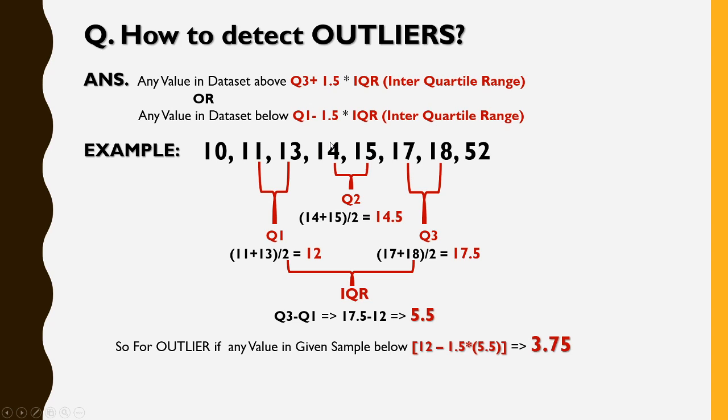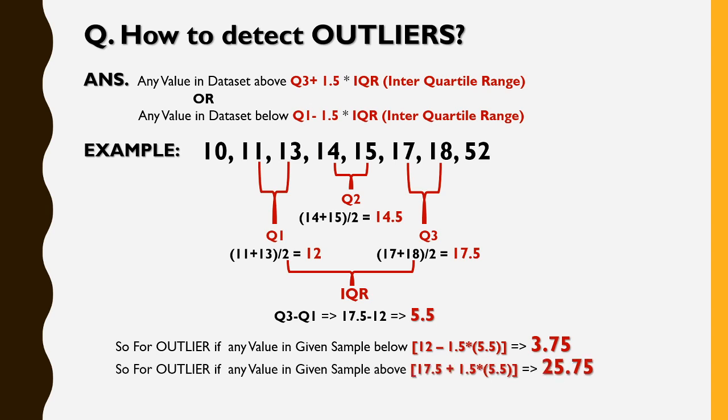For an outlier, if any value in the given sample is below Q1 minus 1.5 times IQR, where Q1 is 12 and IQR is 5.5, then 12 minus 1.5 times 5.5 gives us 3.75. What does it mean? It means if my sample has any value below 3.75, that value will be an outlier in my data.